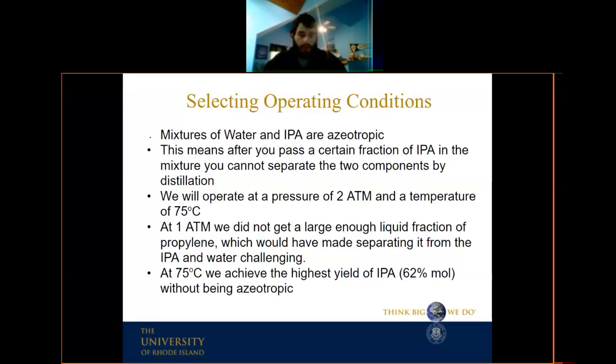So, and then as you can see, at 75 degrees Celsius and 2 atmospheres, we're achieving a yield of 62% isopropyl alcohol by moles, and we are not past the azeotrope. So we will be able to distill it if that's our exit composition.